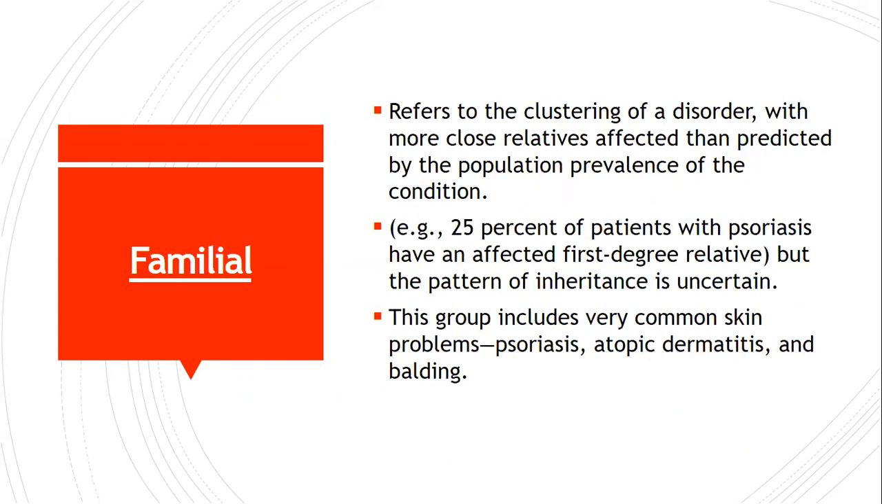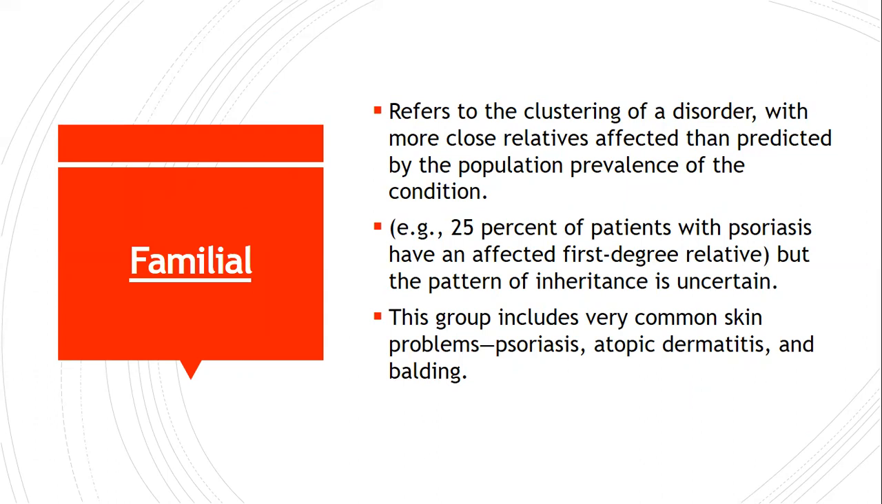What is a familial inheritance? It refers to the clustering of a disorder with more close relatives affected than predicted by population prevalence of the condition. That is, more close relatives are involved with the disease than expected from the population prevalence studies. For example, 25% of patients with psoriasis have an affected first-degree relative, but the pattern of inheritance is uncertain.